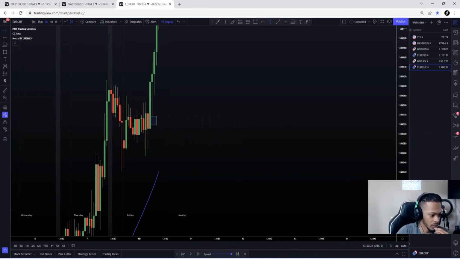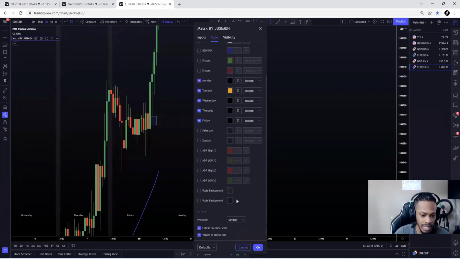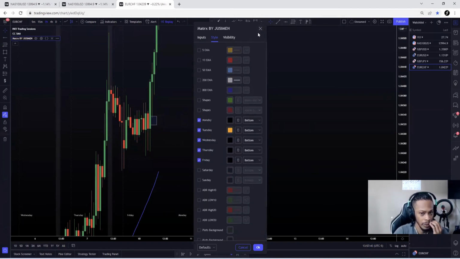Can you show us the settings real quick for us to make the adjustment? I mean, just take off all the EMAs, take off all of it, because it's gonna be a bunch of messy stuff. Take off all that and just keep the days of the week. That's literally it, take everything off and just keep the days of the week.